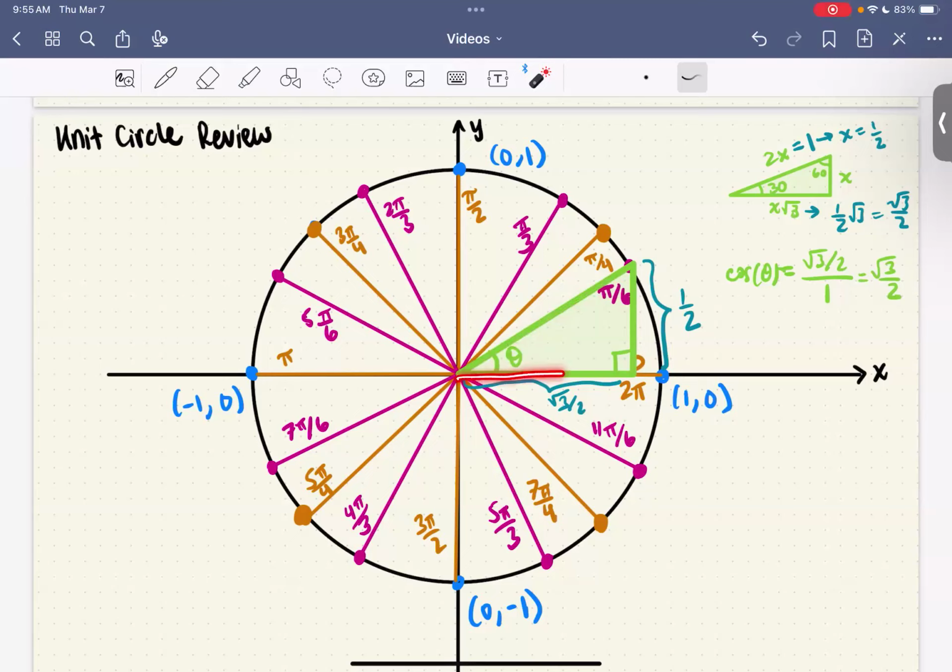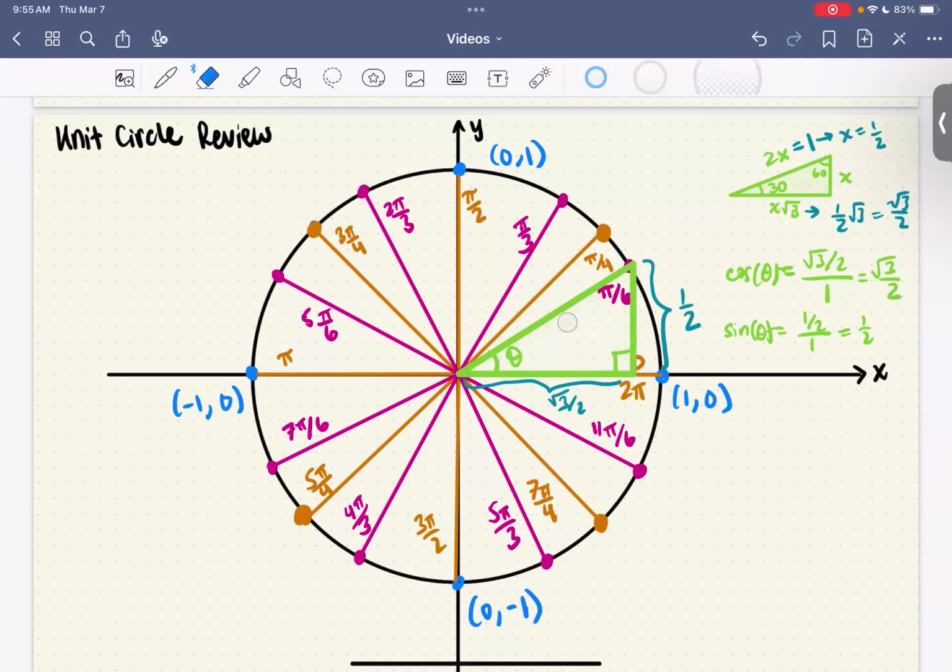So cosine of this angle is going to be the same as the x value of this point here. And if you did the same idea with sine of theta, you would do opposite over hypotenuse, 1/2 over 1, remember, length 1 here. Then I would get 1/2, and that's exactly the y value of this point. Cool. This argument works the same all around the unit circle.